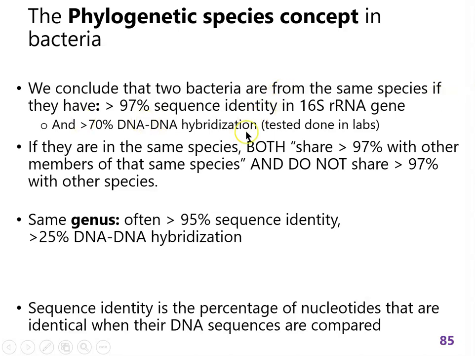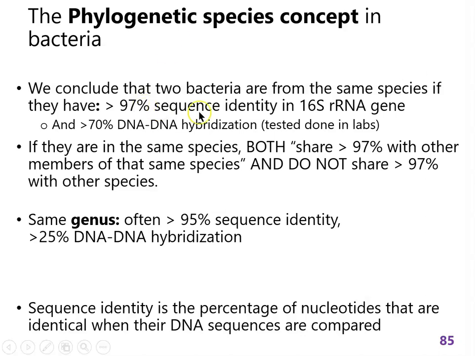And then skip this for now. So what that means is, well, sequence identity is the percentage of nucleotides that are identical between them. So if you go back to the phylogeny slides and you saw that example I gave of building a phylogenetic tree, sequence identity would have been the percentage of identical bases when you compare any two of those sequences. And so if two different bacteria have more than 97% sequence identity in their 16S ribosomal RNA genes, we say they are the same species.